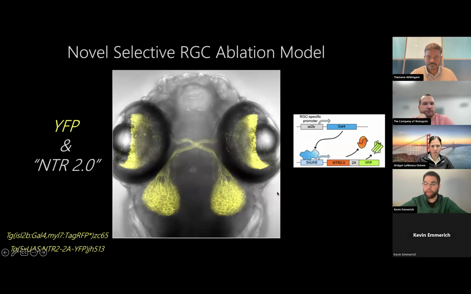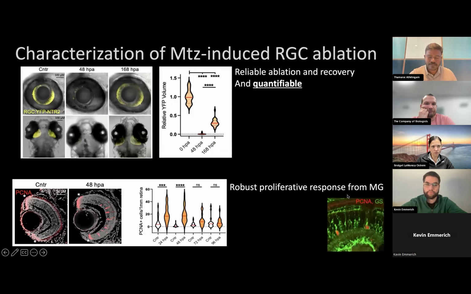And Jeff and I worked on this fantastic model we characterized and then performed molecular studies of ganglion cell regeneration, where we have specific expression of yellow fluorescent protein and NTR in the ganglion cells. You can see expression in the retina, where the cell bodies exist, and all the way down to the tectum in the brain, where the axons of the ganglion cells are sending information to the brain. So the first steps of my project were to characterize this model.